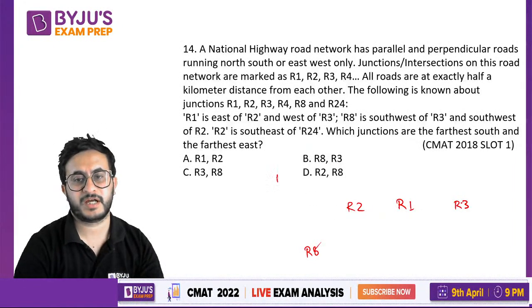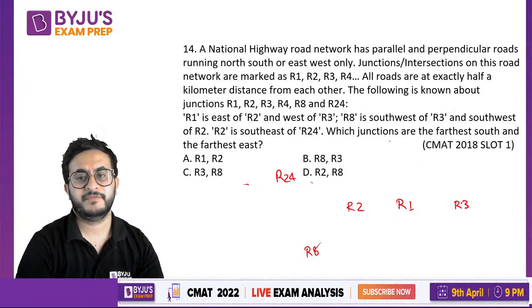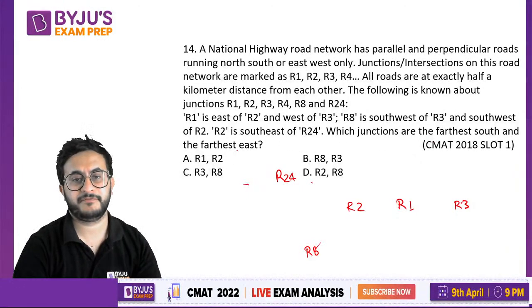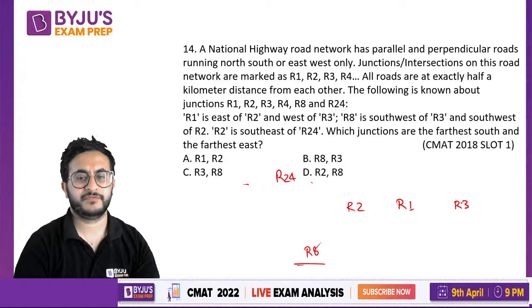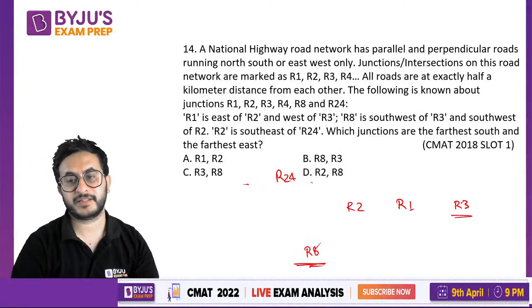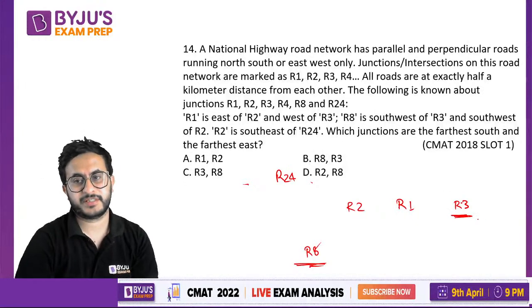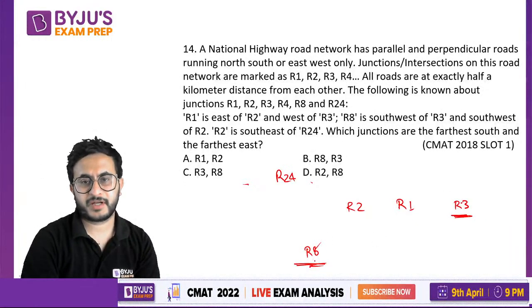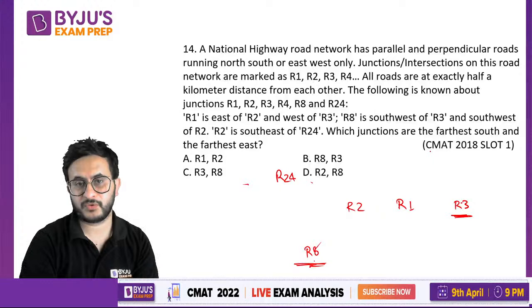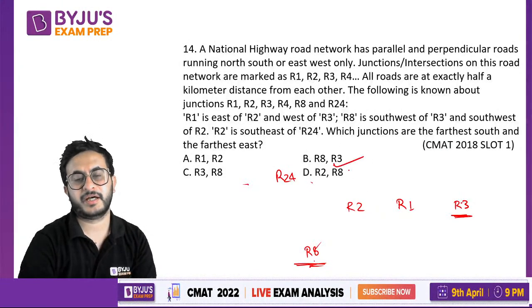Okay, R2 is southeast of R24. Southeast. So that means R24 can be here, here, here, anywhere. Which junctions are farthest south and farthest east? So south we have R8. Okay, and to the east we have R3 because no one is east of R3. So farthest south is R8 and east is R3. So we will take R8, R3.